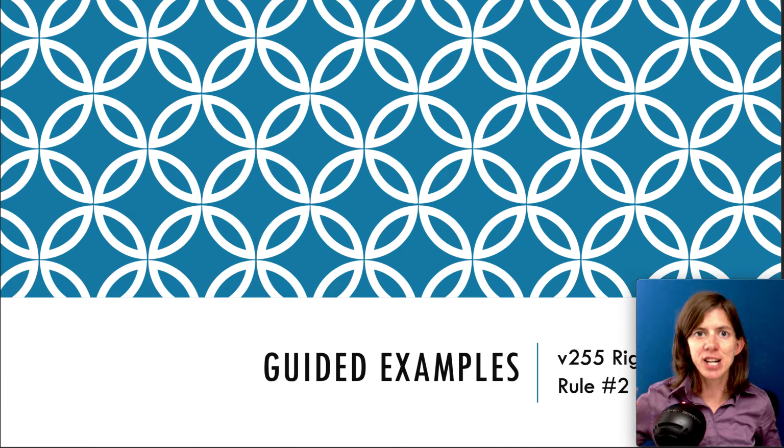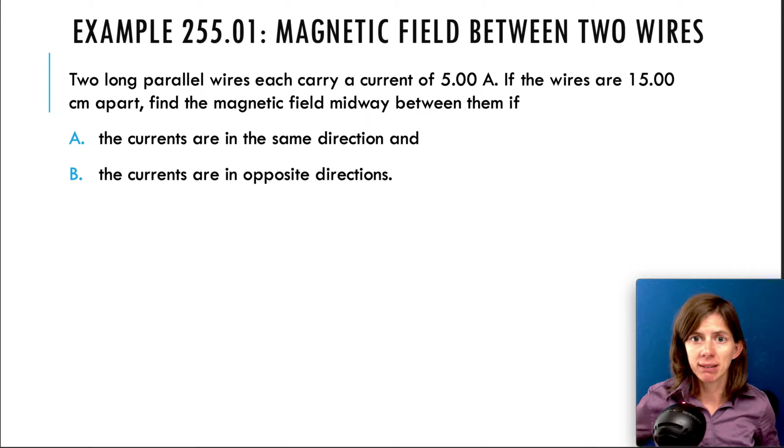Hey everyone, this is Dr. Walker. This video is about the guided examples from 255, which was about right-hand rule number 2, and finding the magnetic field due to a straight wire. Let's take a look at the example.